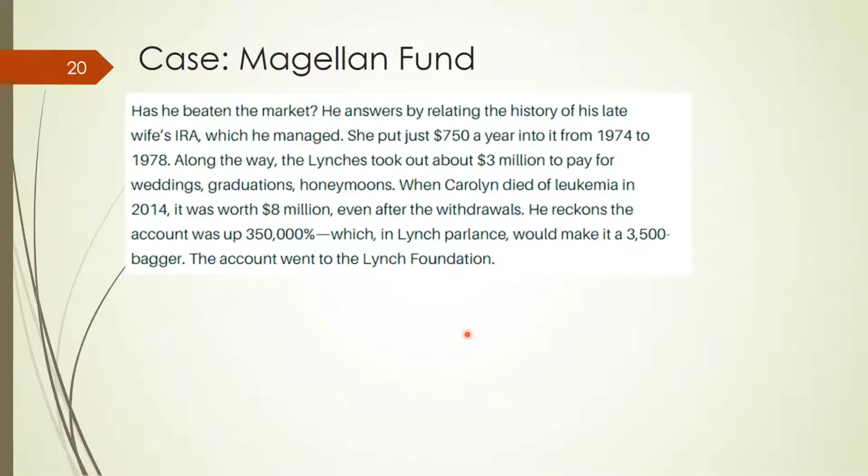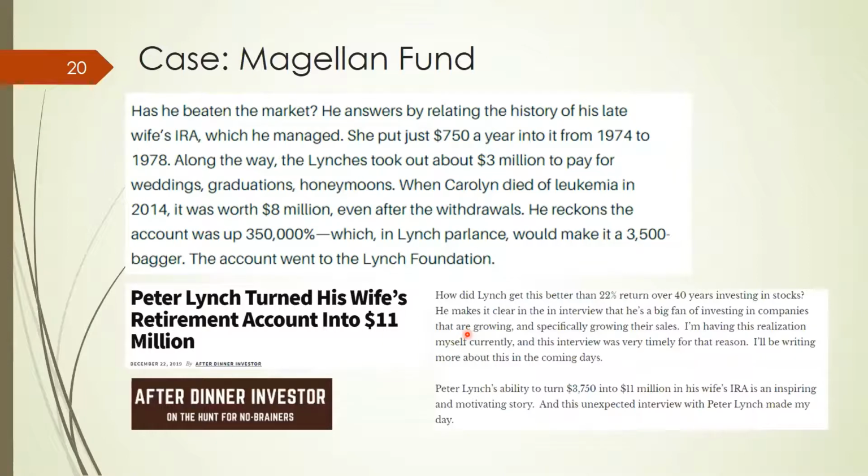So Peter Lynch has increased the account balance by over 350,000%, or 3,500 times, and the account eventually went to the Lynch Foundation. Another article also reviewed the story, saying Peter Lynch's ability to turn $3,750 into $11 million in his wife's IRA is an inspiring and motivating story. And this unexpected interview with Peter Lynch just made my day.